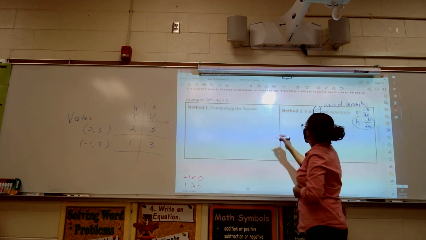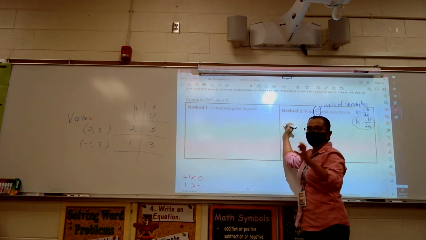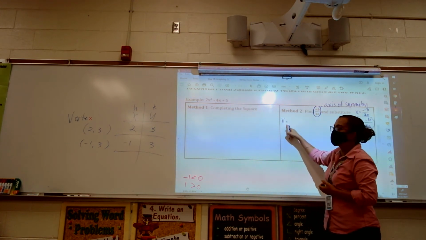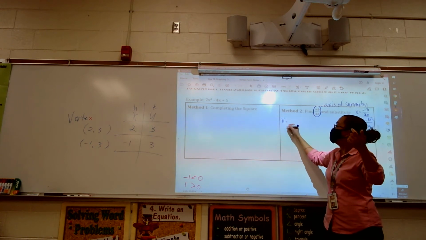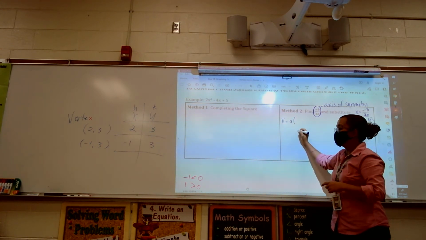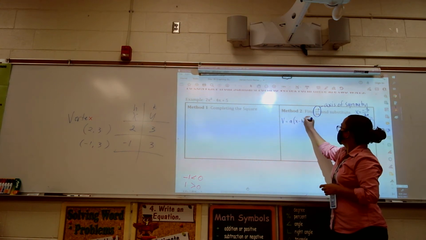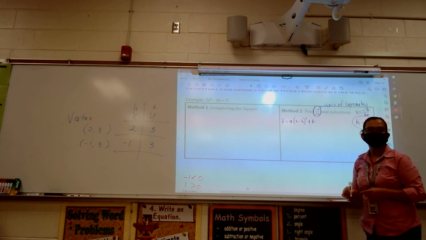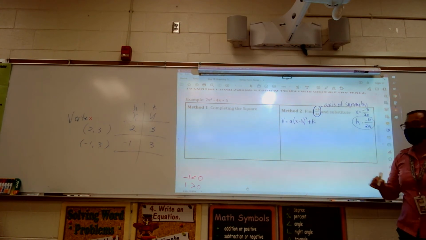Alright, so let's start. Will somebody remind me about vertex form? Vertex form is equal to what? y equals a times x minus h, squared, plus k. We're good?